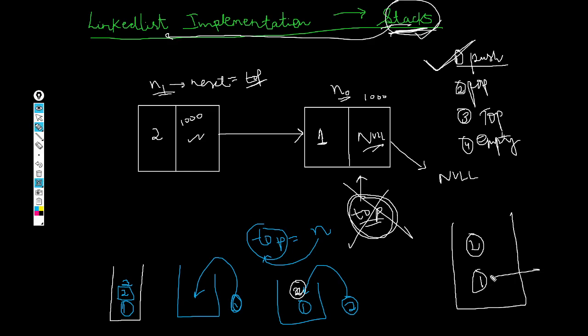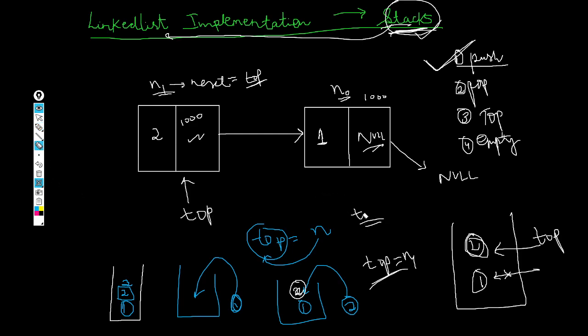So right now it is pointing towards 1, but we have to move it to point towards the new element which has recently been added into the stack, which is 2. So what we'll do is we'll make top equals to n1, right? So this top from here will go to here.